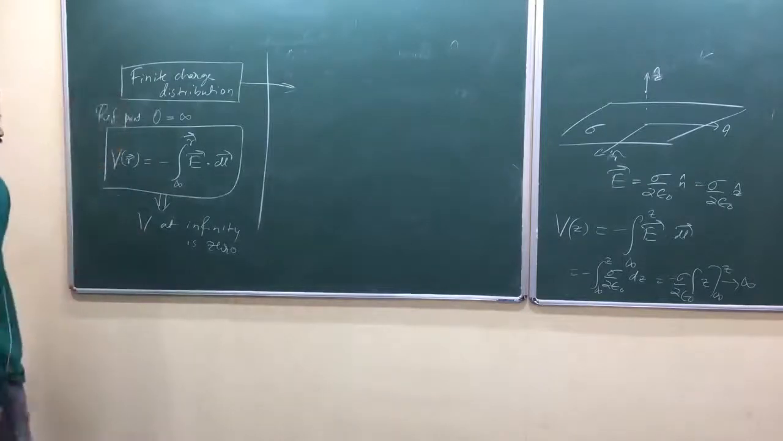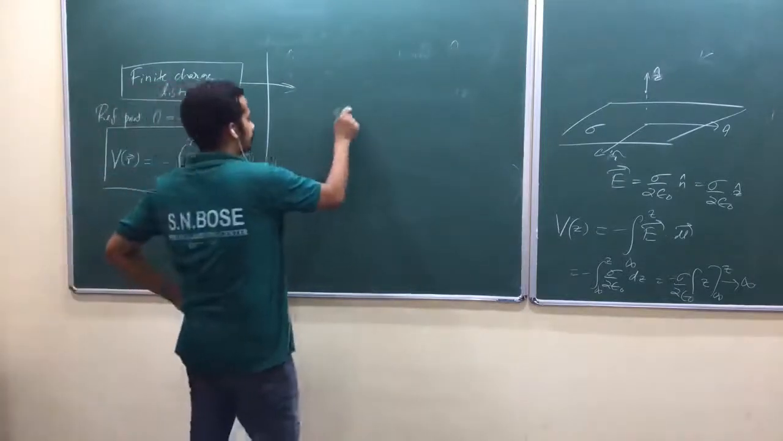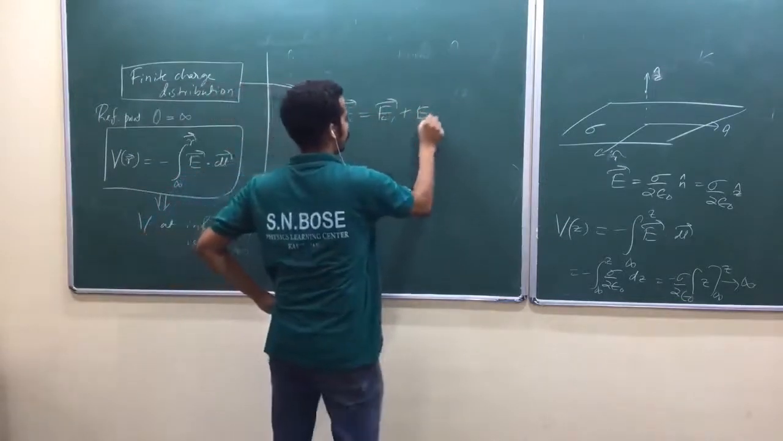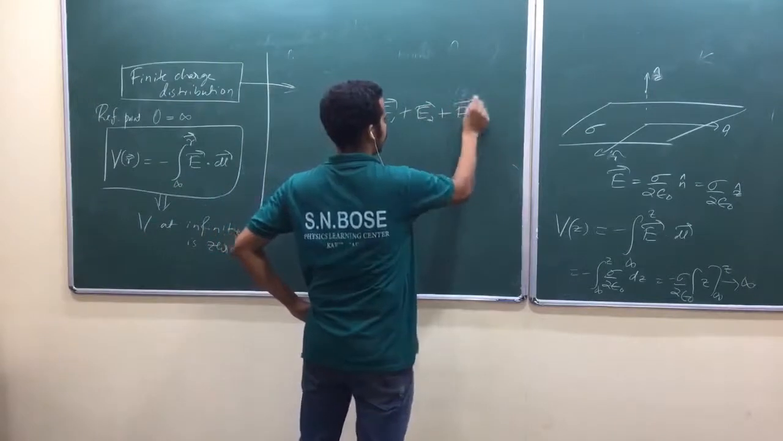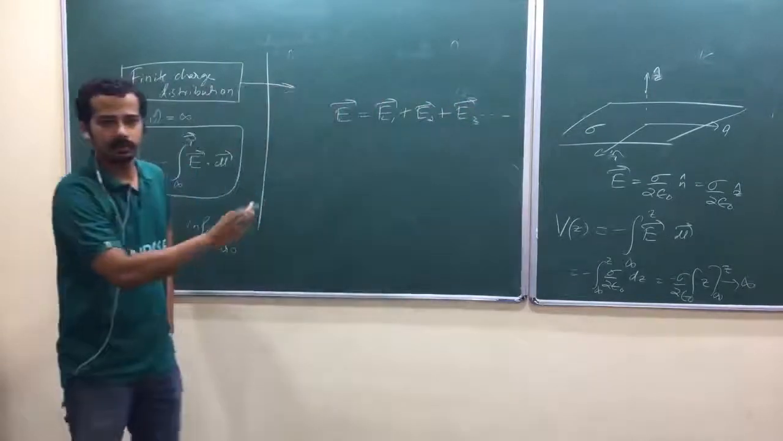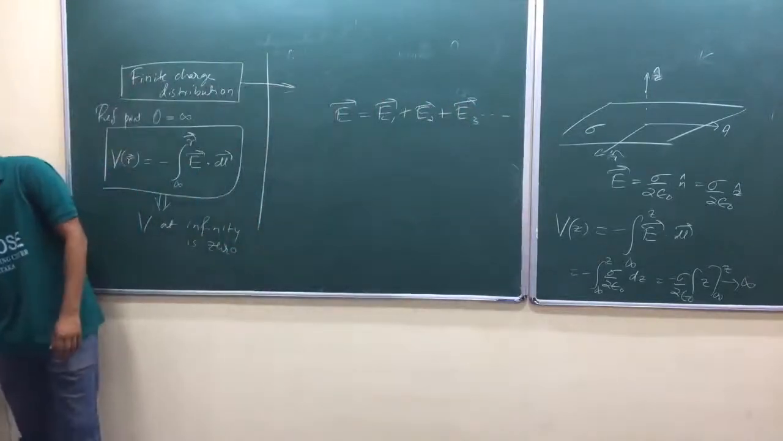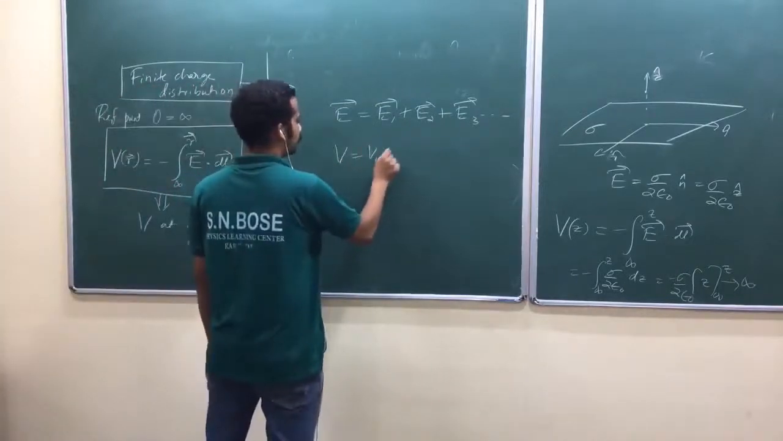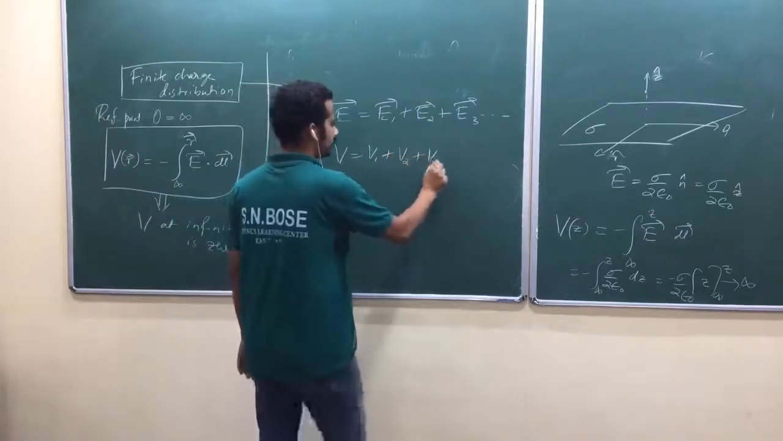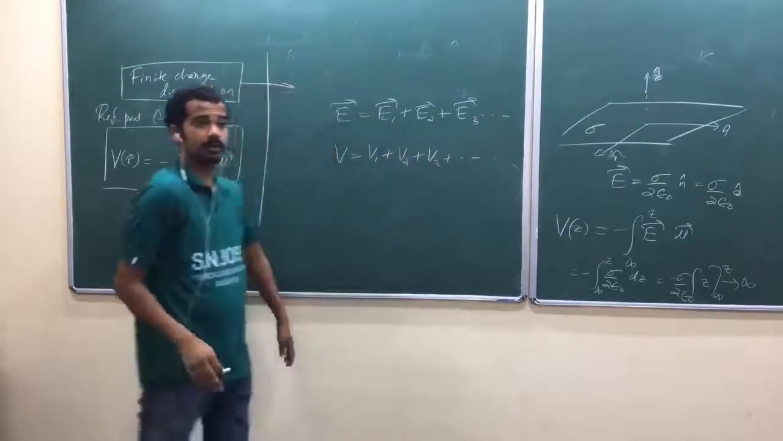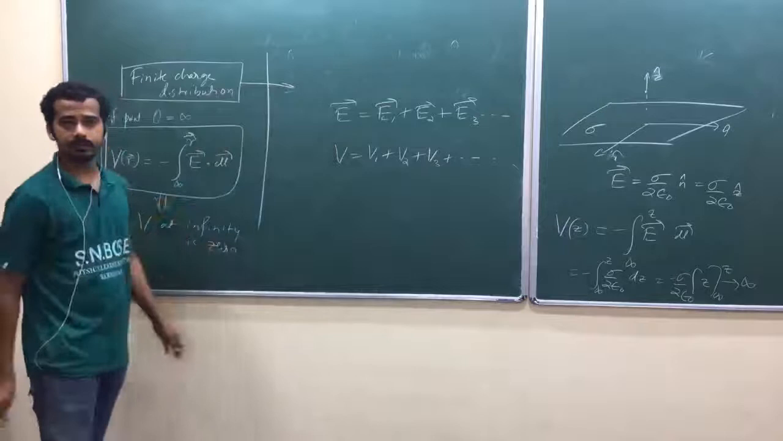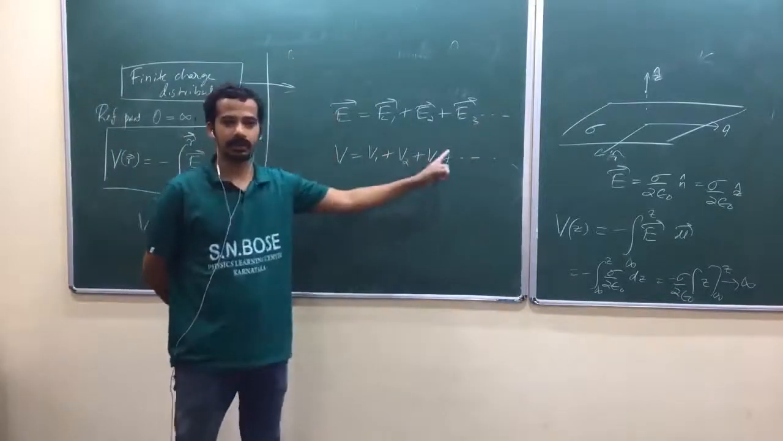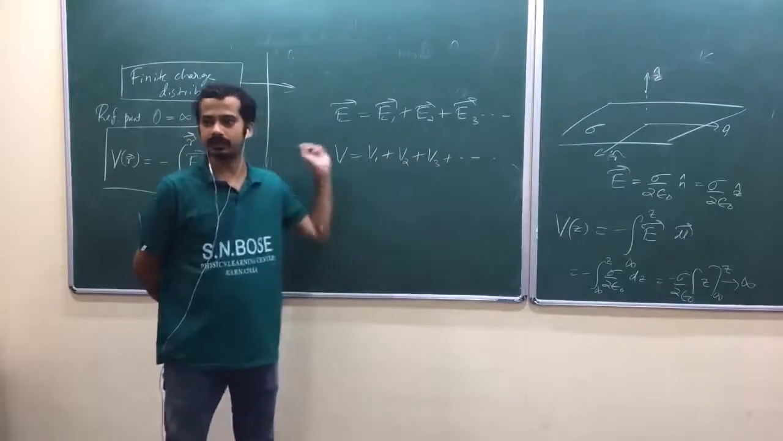Now, the next one is the superposition principle for potential. Look here, E is equal to E1 plus E2 plus E3 and so on, if you have many charges or a charge distribution, am I right? Then you can write V is equal to V1 plus V2 plus V3 and so on. These are very important. Once potential follows superposition, that means we can add. Look here, this is vector addition, and now this is scalar addition, am I right? That's why it is very easy to find.